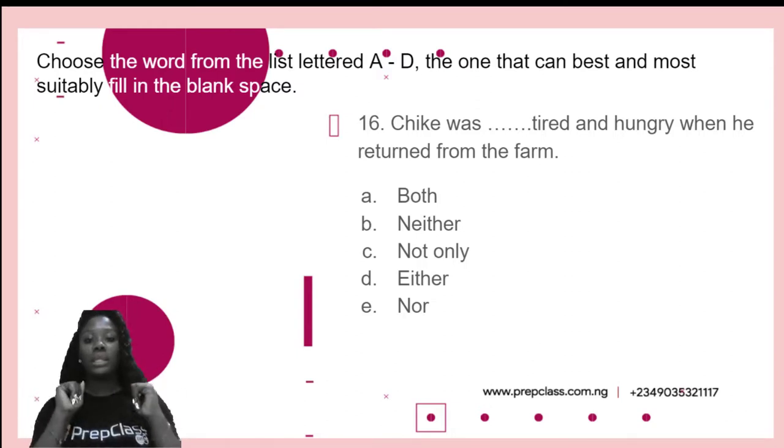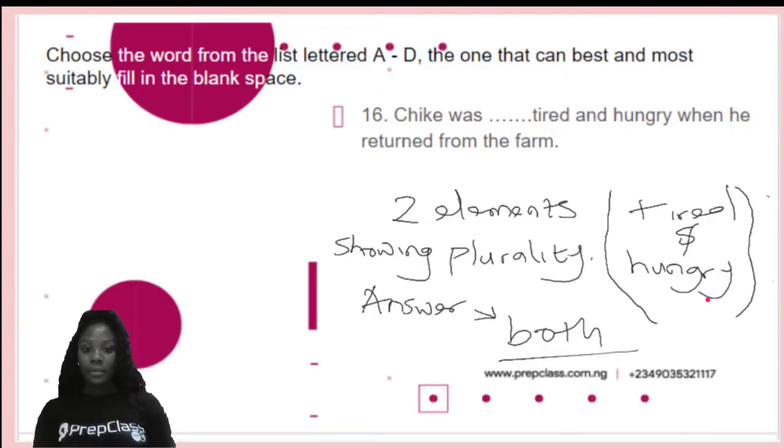Okay, so on number 16, we have: Chike was dash tired and hungry when he returned from the farm. And the options are A, both, B, neither, C, not only, D, either, E, nor. Which is it? Let's check it out. We have two elements showing plurality, tired and hungry. They are two qualities: the quality of being tired, being fatigued, and the quality of being hungry, craving for food.